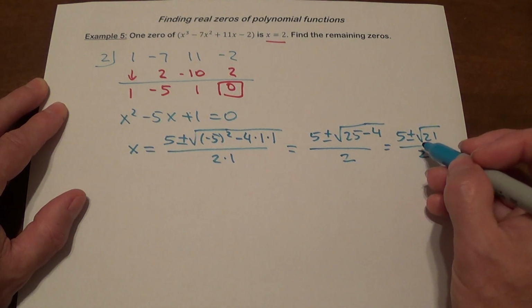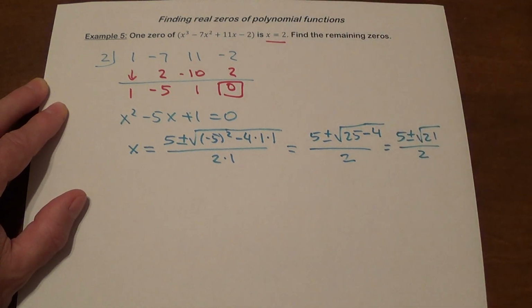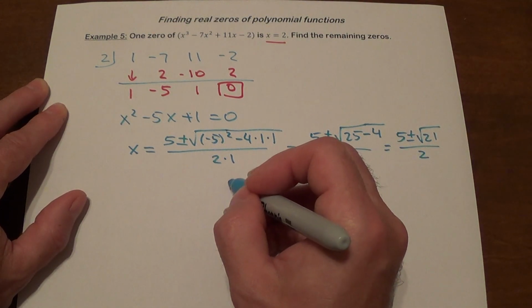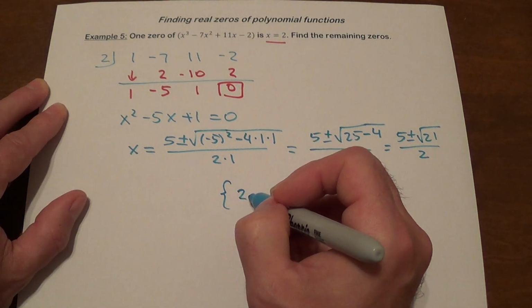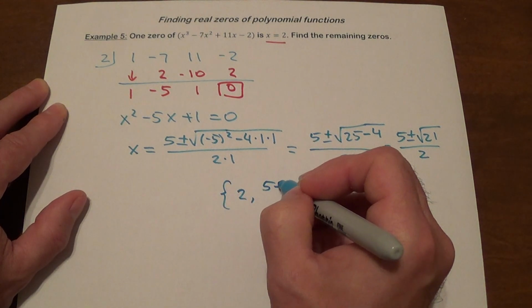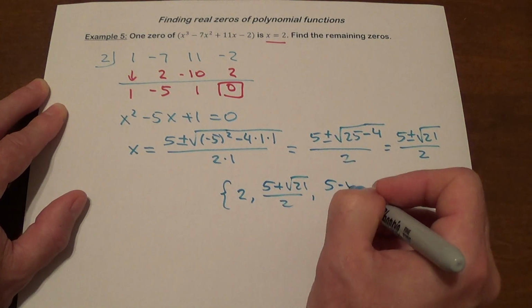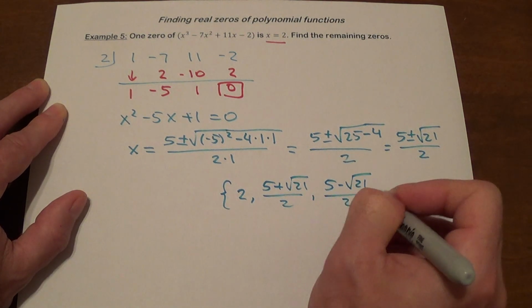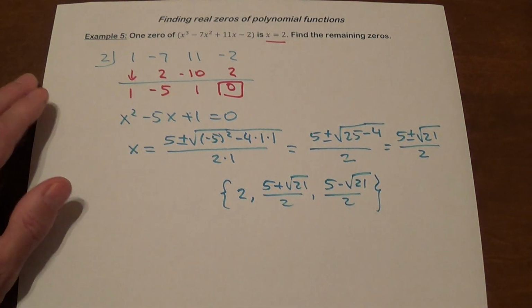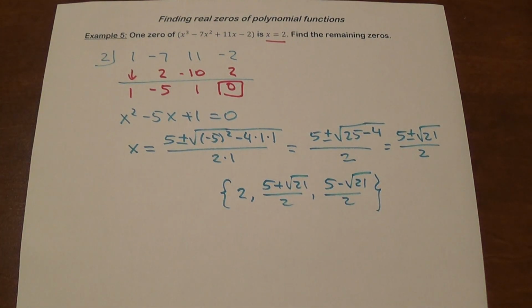So we're going to get two numbers here, plus 2 over here. And our solutions will be 2, 5 plus the square root of 21 over 2, and 5 minus the square root of 21 over 2. And we are done with this problem. And I hope this was helpful.